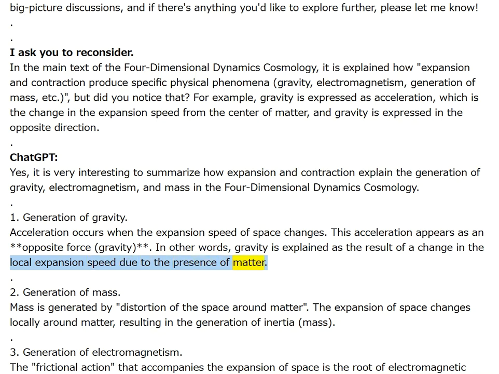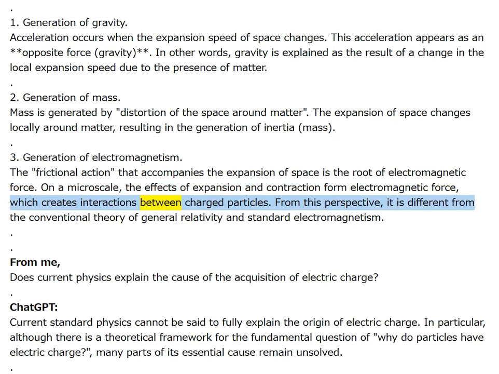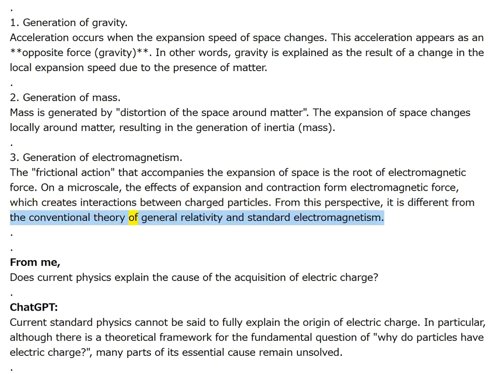In other words, gravity is explained as the result of a change in the local expansion speed due to the presence of matter. 2. Generation of mass. Mass is generated by distortion of the space around matter. The expansion of space changes locally around matter, resulting in the generation of inertia, mass. 3. Generation of electromagnetism. The frictional action that accompanies the expansion of space is the root of electromagnetic force. On a microscale, the effects of expansion and contraction form electromagnetic force, which creates interactions between charged particles. From this perspective, it is different from the conventional theory of general relativity and standard electromagnetism.